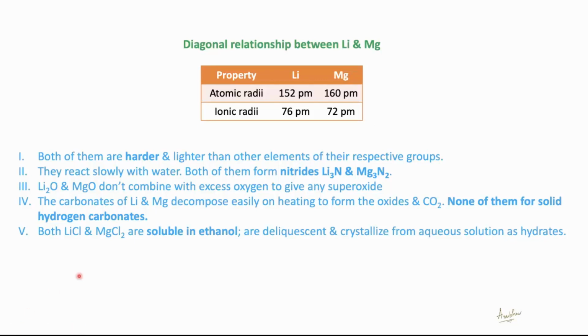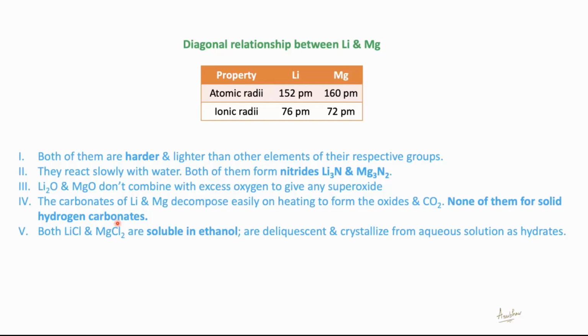So these are the five points which show they have some similar properties with one another. The first one is that lithium and magnesium are both harder, and they are also lighter than the other elements of their respective groups. The second one is they react slowly with water, and both of them form nitrides.